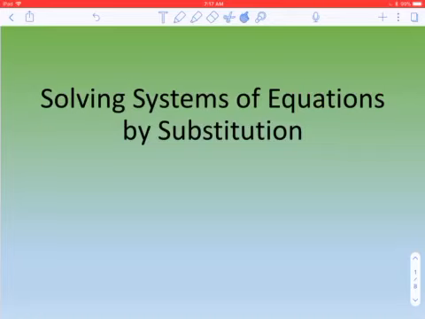The other day we did solving systems of equations with graphing, and because we graphed two lines we had an ordered pair. We're going to be doing solving systems of equations by substitution today.